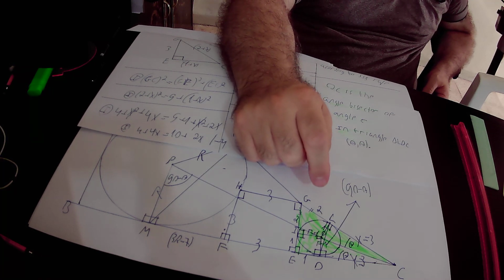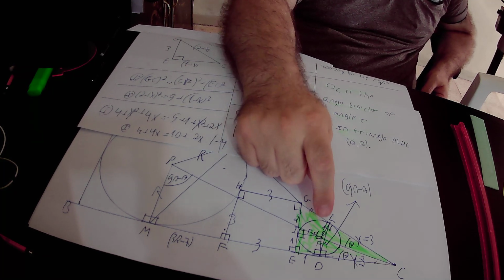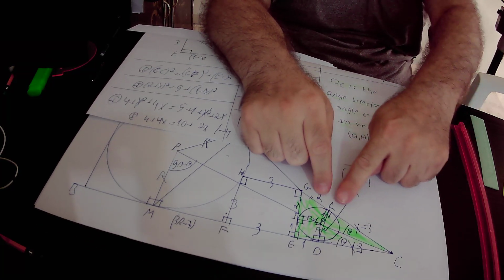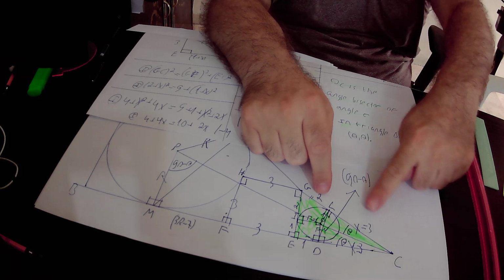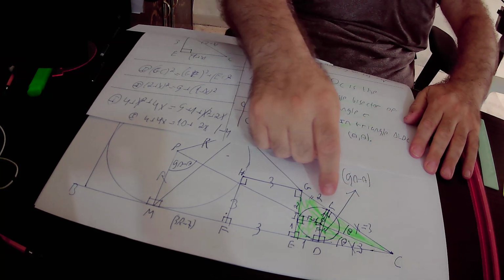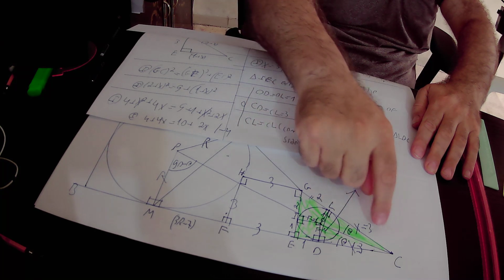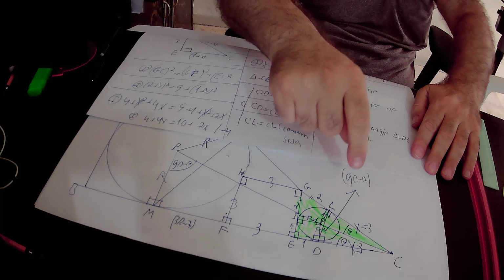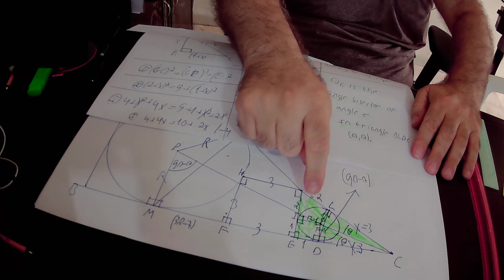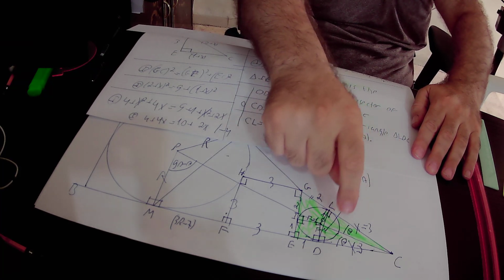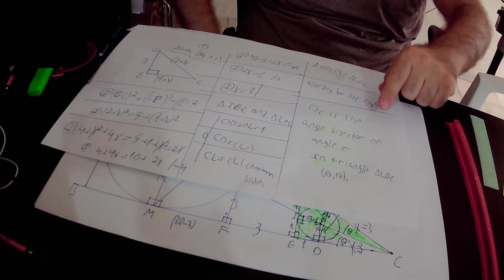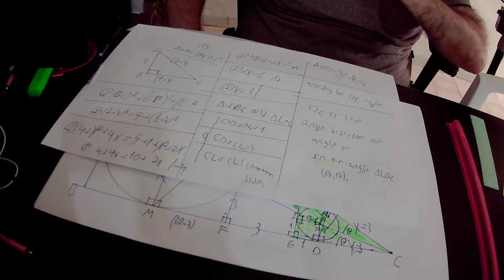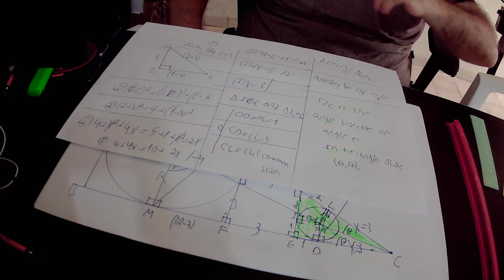Then we joined points L and D together by a straight line. So we found out that here CO is the angle bisector of angle C in triangle LDC. Again, CO is the angle bisector of angle C in triangle LDC. CO bisects angle C into two halves, each half equal to theta. So I wrote here that CO is the angle bisector of angle C in triangle LDC. Okay.